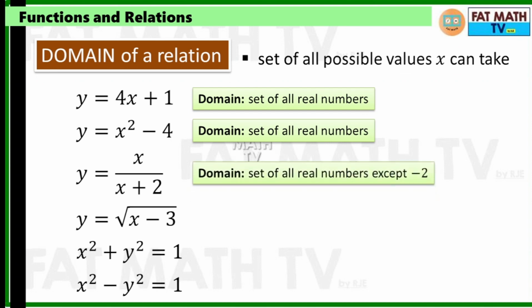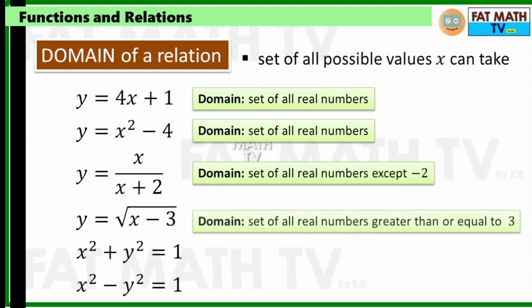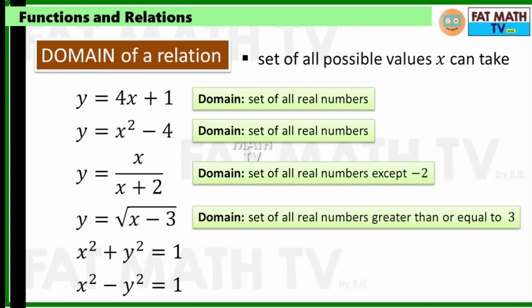For the third one, you have x over x plus 2, so you can have any real number except x equals negative 2 because that will make your rational expression undefined. So you should not have negative 2 in the domain. So the set of all real numbers except negative 2. And for this one, for the square root, the radicand should be greater than or equal to 0. So x minus 3 should be greater than or equal to 0. So your value for x should be greater than or equal to positive 3.